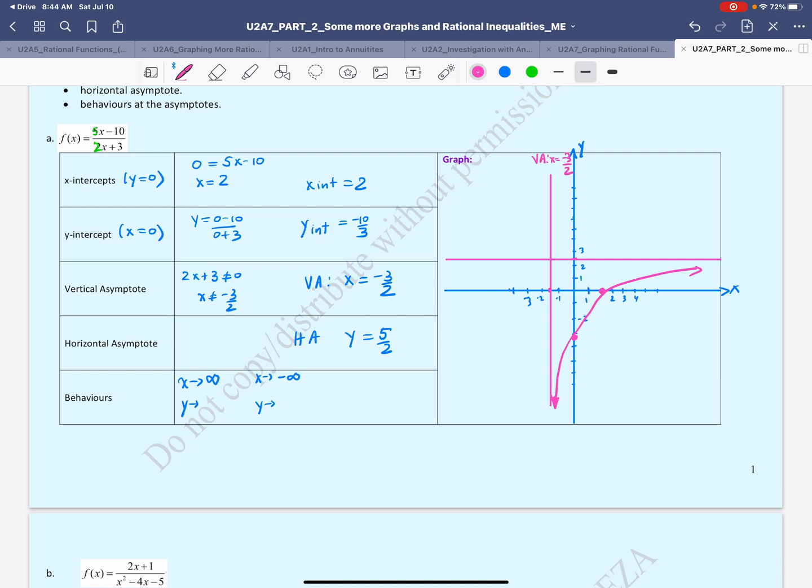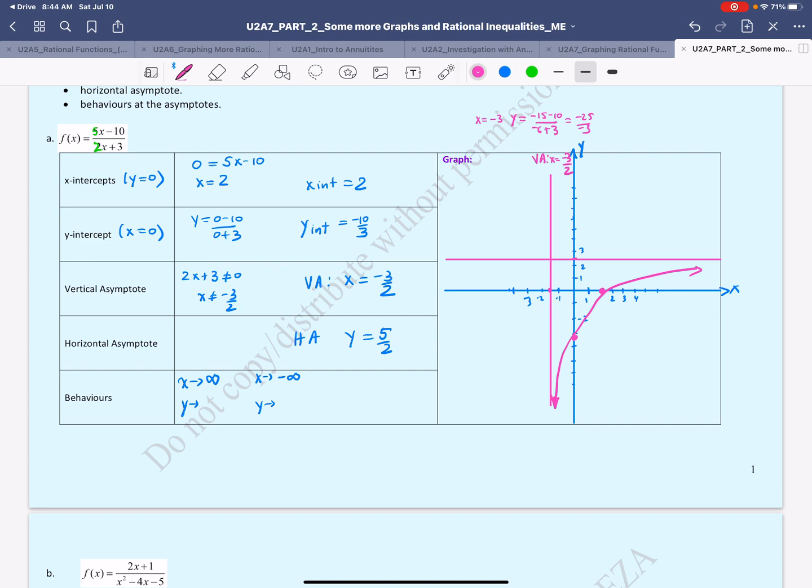For the next piece, we are going to take a look at the x values to the left side of the vertical asymptote. We'll pick a value, negative 3 for example. If x equals negative 3, the value of y would be 5 times negative 3, negative 15 minus 10 over negative 6 plus 3 here. So that's negative 25 over negative 3, or positive 25 over 3. That would be about 8. So let's find out where 8 is. So 3, 4, 5, 6, 7, 8. So at negative 3, the graph will pass at this point.